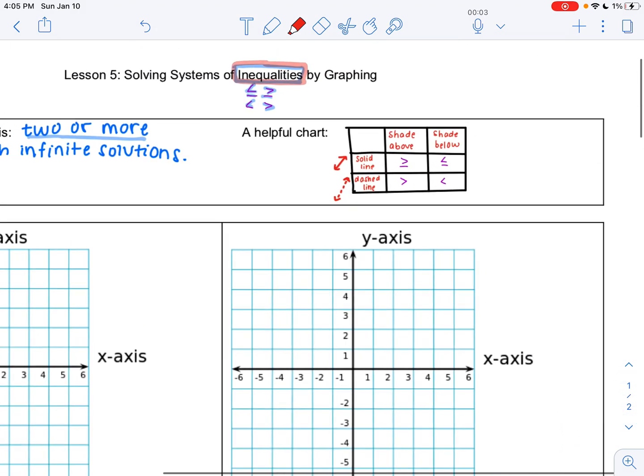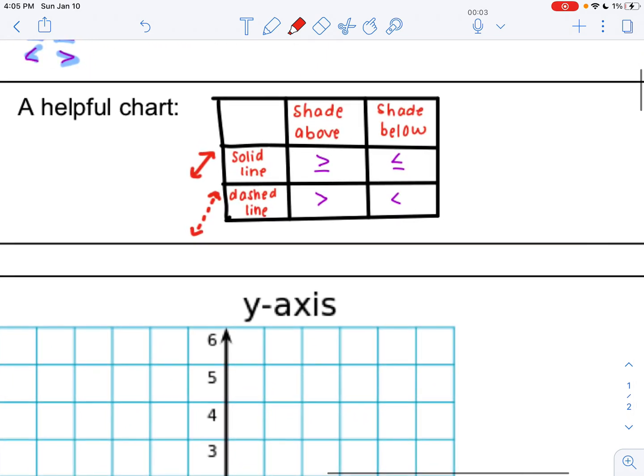Here's a chart, and if you're watching this as video notes, pause the video and copy this down. This is how you read it. If you have this sign, for example, you're going to shade above and use a solid line to graph. If you're given this symbol, you're going to use a dashed line, which looks like this, and shade below. Just to remind you, this is greater than or equal to, less than or equal to, greater than, less than.